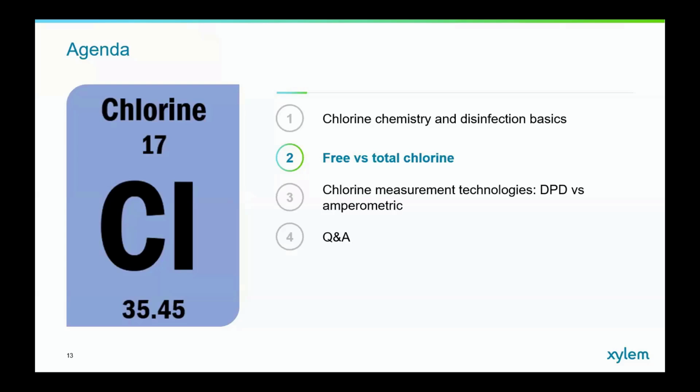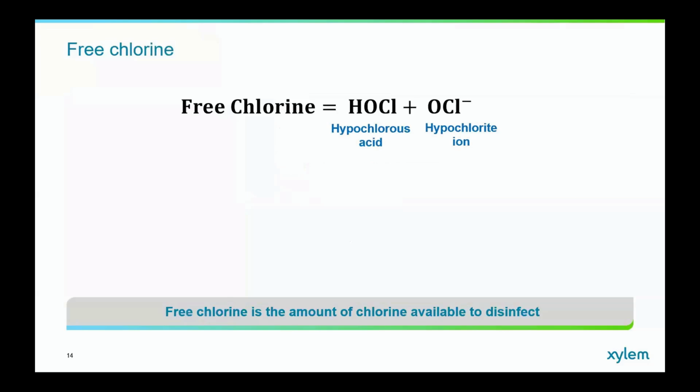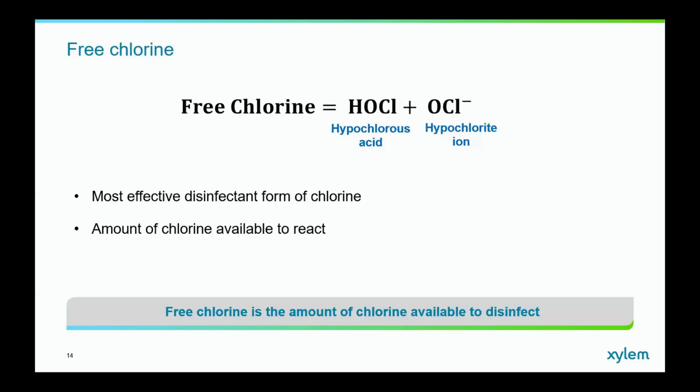So now that we know the basics of chlorine and its use as a disinfectant, let's talk about the different forms of chlorine that are important to distinguish in municipal water. Free chlorine refers to the portion of chlorine in water that is present as an active disinfectant, not yet combined with ammonia or organic nitrogen compounds. It is the most effective form of chlorine for disinfection and oxidation.